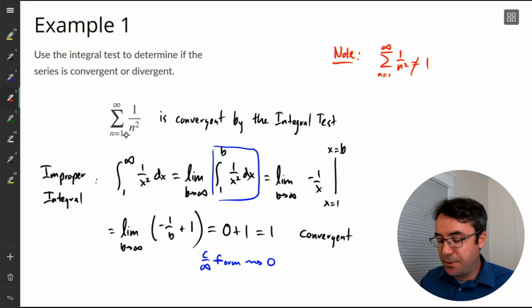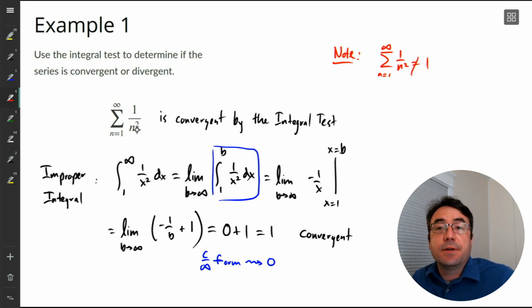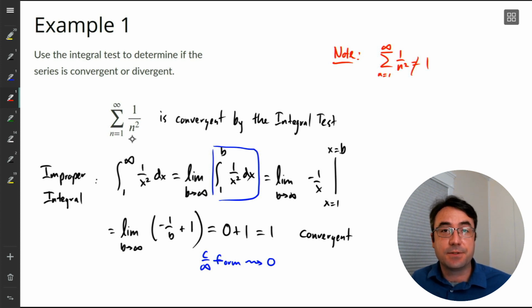Now, this was an example where this is a p-series. So we already knew this. We could do this. And it turns out we can use the integral test to show that p-series result that we've seen before. So the integral test is how we actually come up and show the convergence or divergence for all of these p-series. It's the integral test.